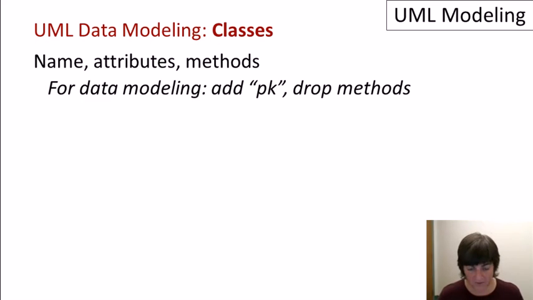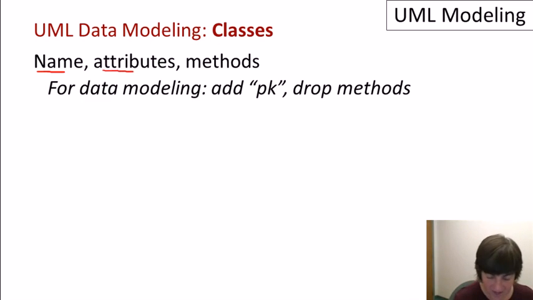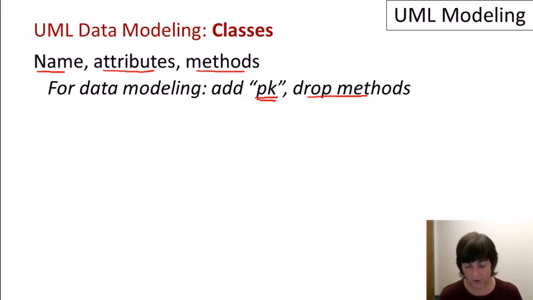The class concept in UML is not specific to data modeling. It's also used for designing programs. The class consists of a name for the class, attributes of the class, and methods in the class. That's probably familiar to you from programming. For data modeling specifically, we add to the attributes the concept of a primary key, and we drop the methods since we're focusing really on the data modeling at this point.